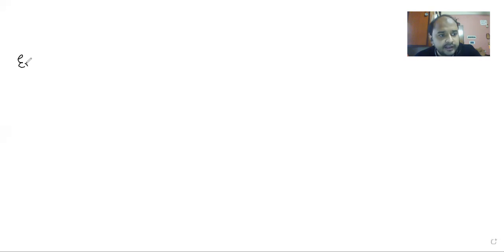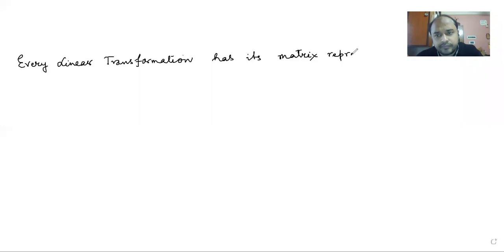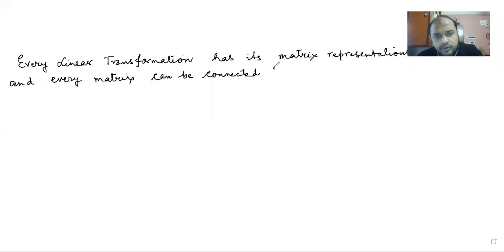We know that every linear transformation has its matrix representation, and every matrix can be connected to a linear transformation. So it's true both ways.